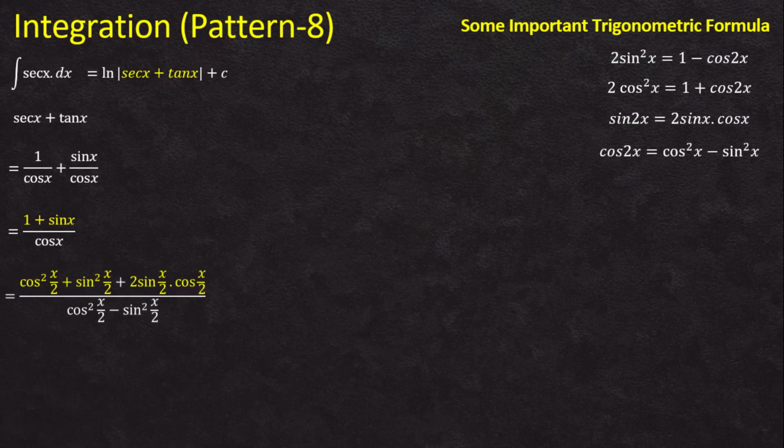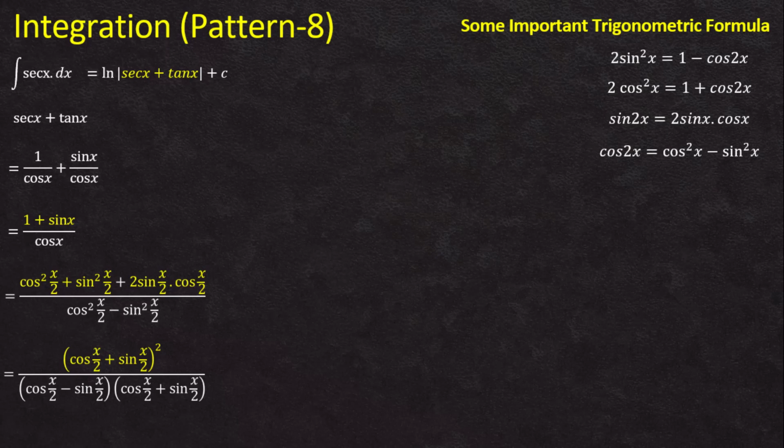Now this 1 can be written as cos square x by 2 plus sin square x by 2, and this sin x can be written as 2 sin x by 2 and cos x by 2 according to the formula of trigonometry. Again, this cos x can be written as cos square x by 2 minus sin square x by 2. Now by applying trigonometric formula, we can write the numerator as cos x by 2 plus sin x by 2 whole square, and the denominator as cos x by 2 minus sin x by 2 into cos x by 2 plus sin x by 2.